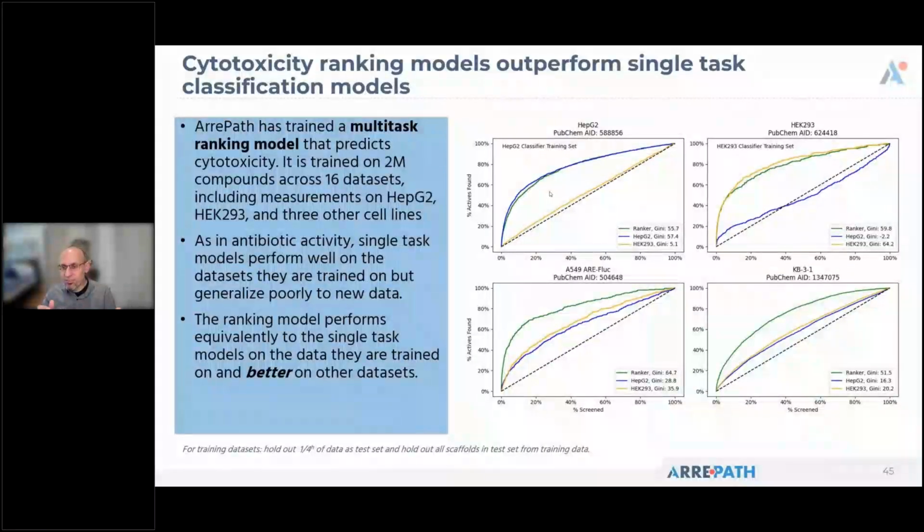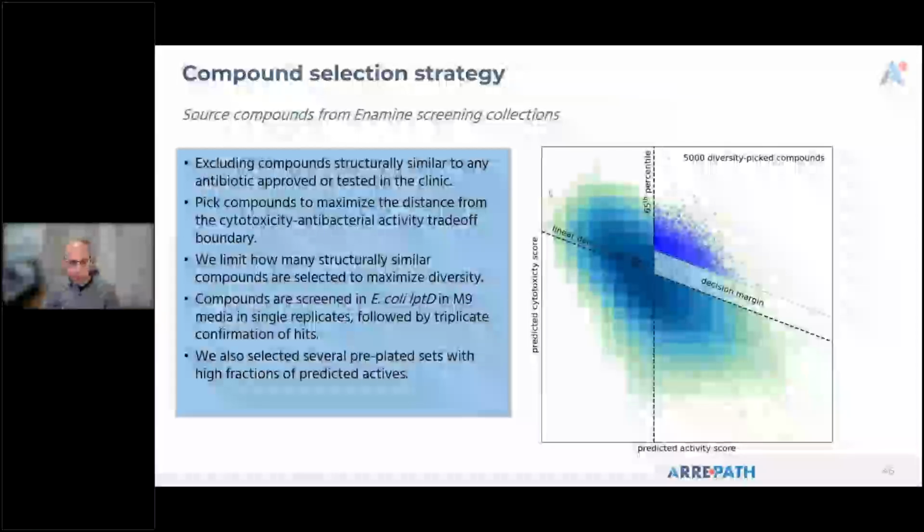And we can also do the same thing for cytotoxicity. And so we built, again, a multitask ranking model. This was trained across 16 data sets. These are mostly PubChem data sets that are people's counter screens for mammalian cell toxicity. So we scooped up 16 data sets, including measurements on HepG2, HEK293, and 3 other cell lines, and trained a model on about 2 million compounds across those data sets. And we see the same thing. Again, the ranking model performs equivalently to the single task models on the data they're trained on and better on other data sets.